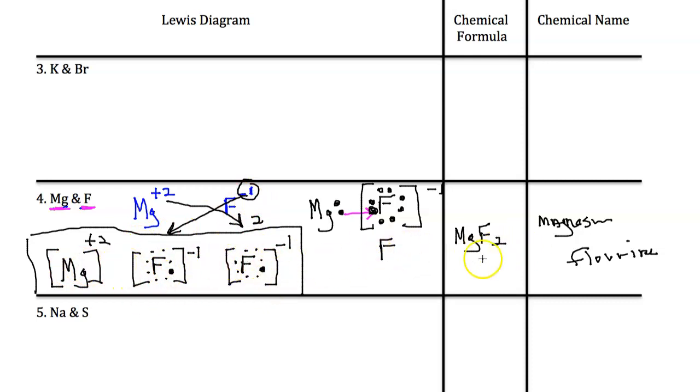Remember, this is a lie. MgF2 is basically a solid because of very strong attractions. This is a crystal, and this is the lowest ratio in a crystal. Continue with this and look at the key. Let's go on to covalent bonds.